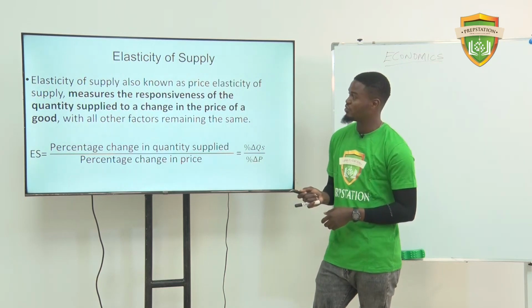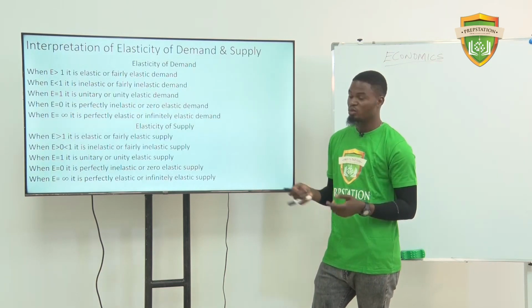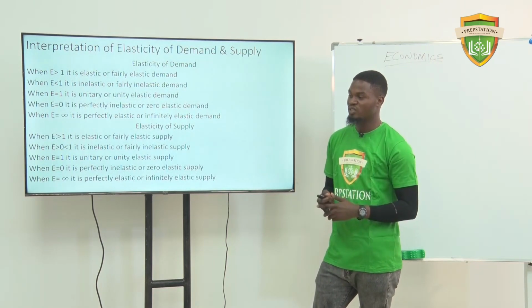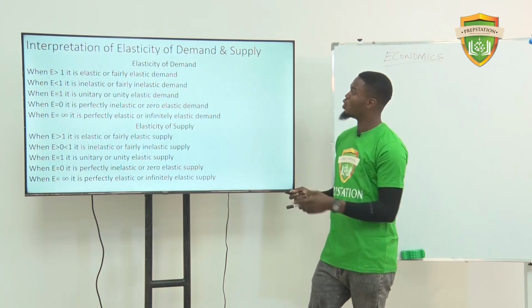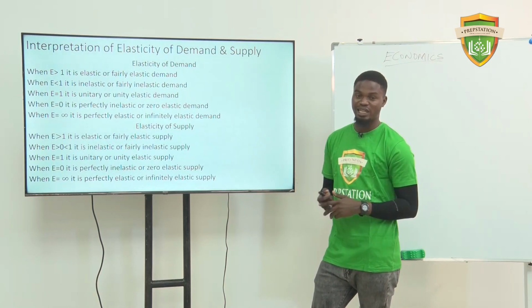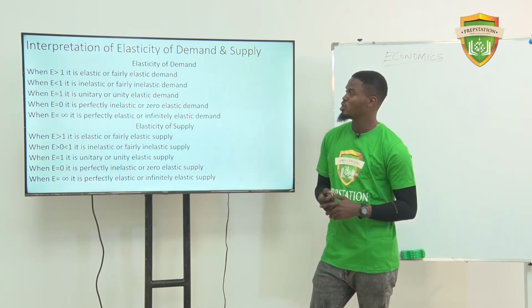Price being the only factor that affects supply. Then we have some result interpretation. So we have result interpretation for demand and we have result interpretation for supply. For elasticity of demand, E is the symbol for elasticity, capital E.